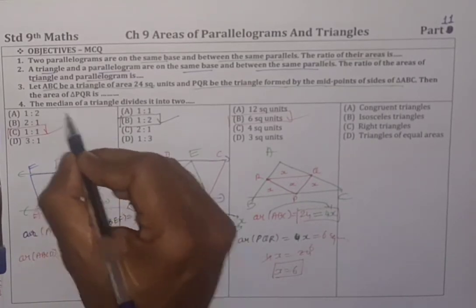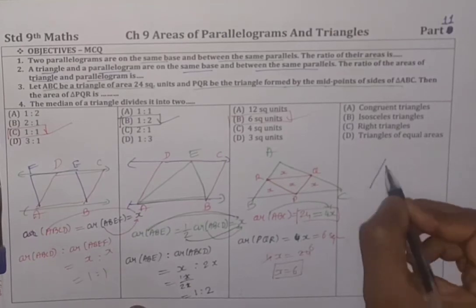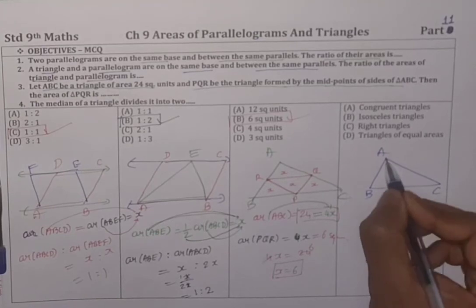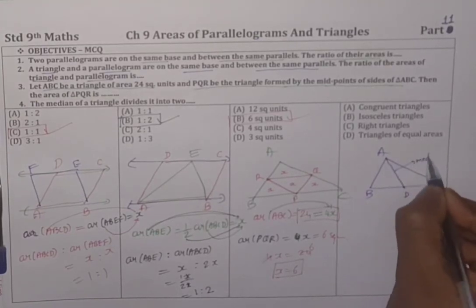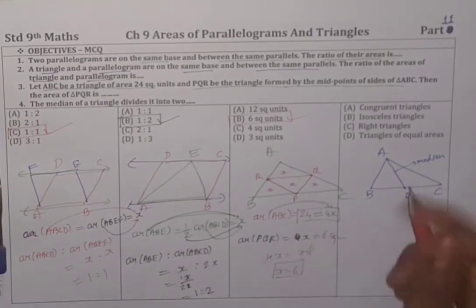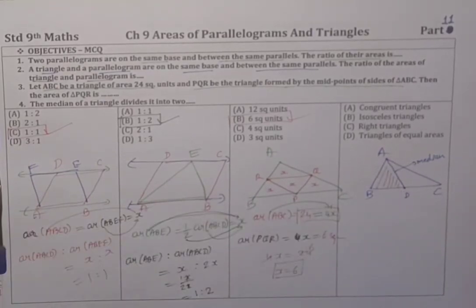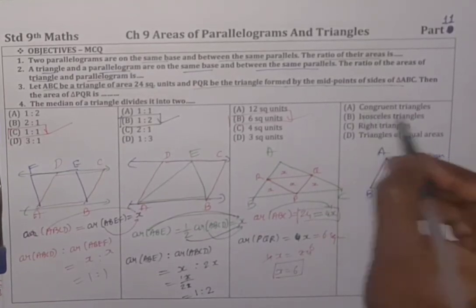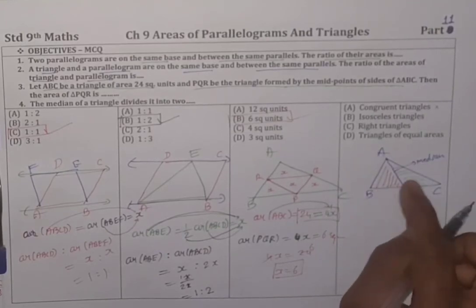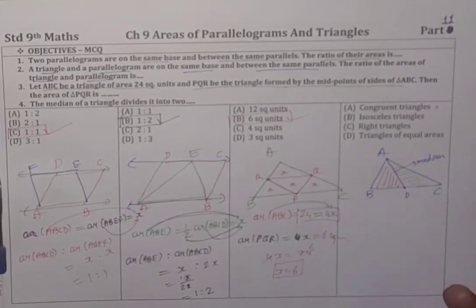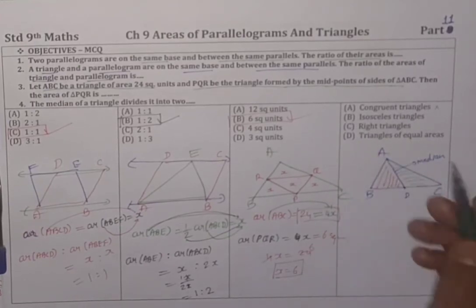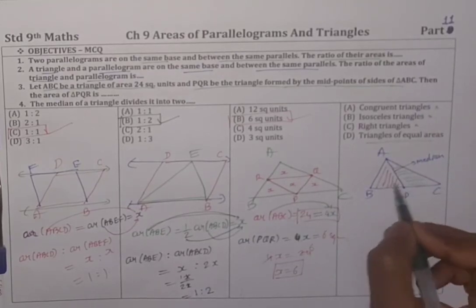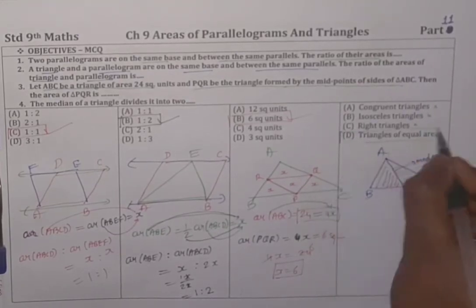Alright. Next, the median of a triangle divides it into. Children, you have a triangle ABC, and D is the midpoint. So this AD is the median. Now it divides the triangle into two triangles. But how? Are they congruent? They may or may not be. Isosceles triangles? They may or may not be. Right angle triangles? May or may not be. Areas are equal. That is always there. Areas are equal. So the answer is D.